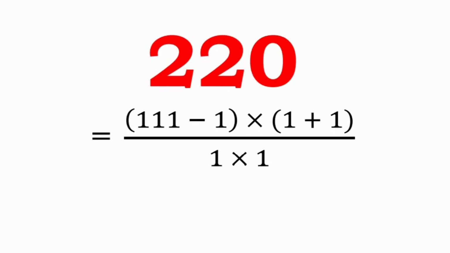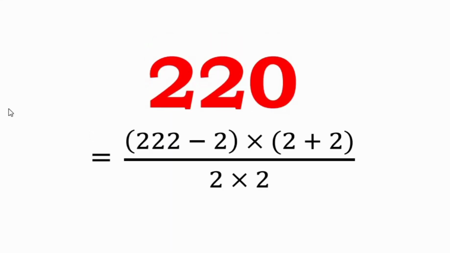Now it's time to represent 220 using a single digit. For example, if we consider 1, how to represent 220 using only ones? Here is the representation: (111 minus 1) into (1 plus 1) whole divided by 1 into 1. This value is equal to 220. It is the single digit expression where the digit 1 is being used.